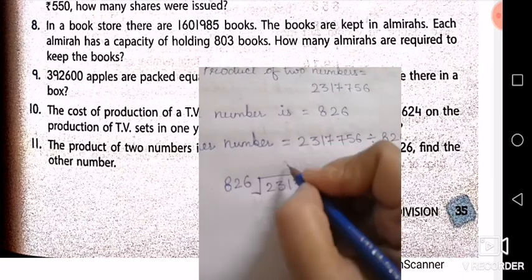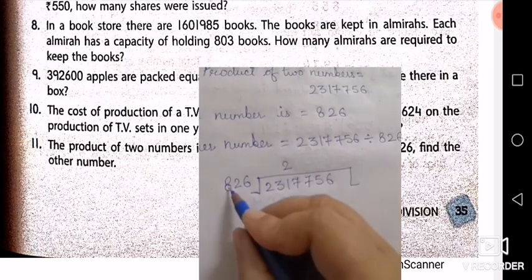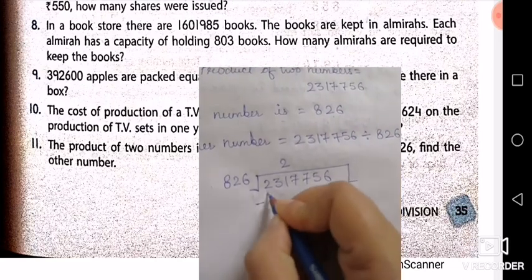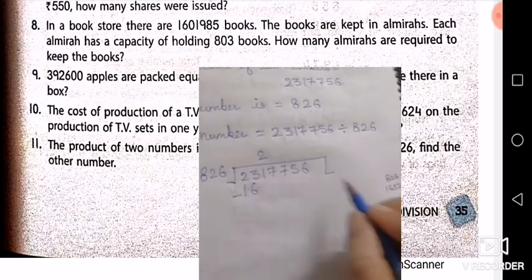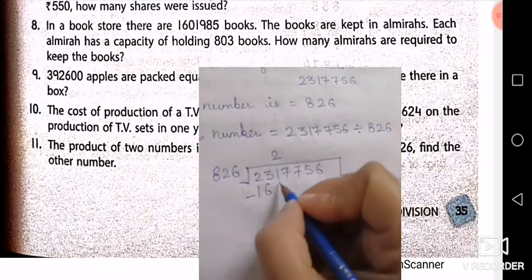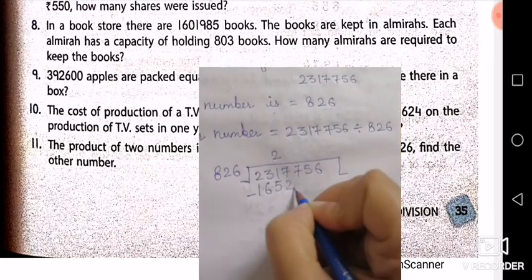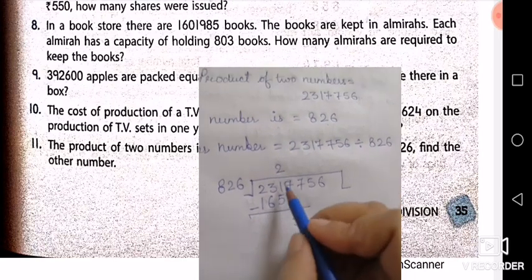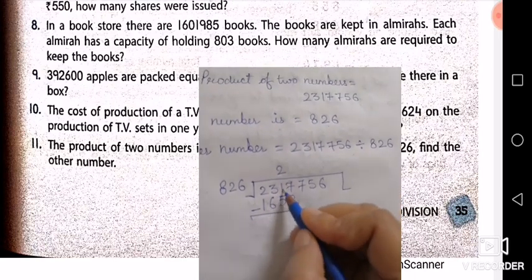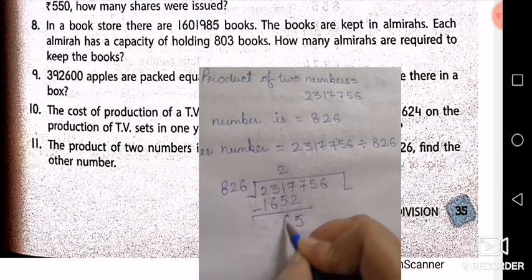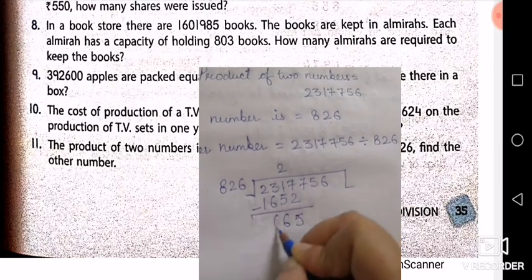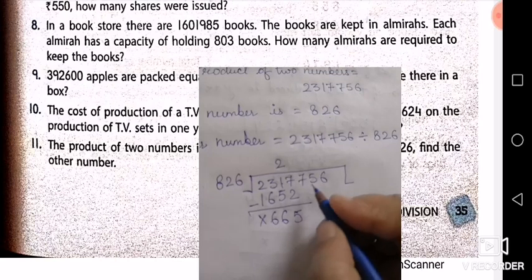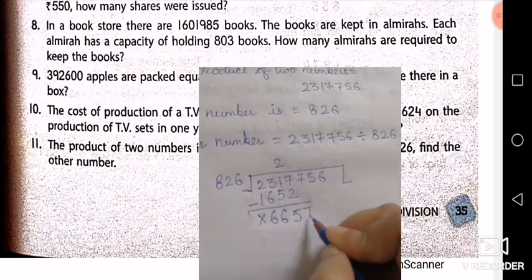So 8 2s are 16, 8 3s are 24. So it might go 2 times only. 2 times will be 16 and 52. Then we'll do the subtraction. 7 minus 2 is 5. Now this will borrow, 11 minus 5 is 6, 12 minus 6 is 6. Now nothing will be left here. Now 7 will get down.